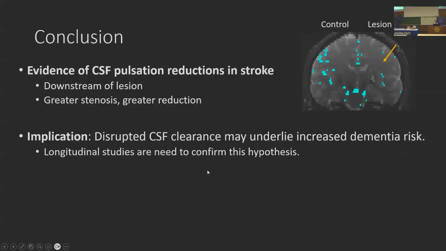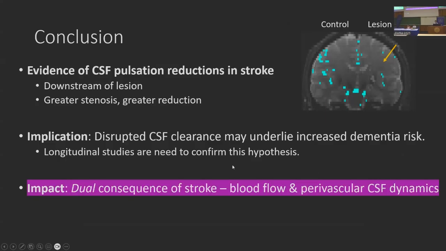In conclusion, we found the first evidence of CSF pulsation reduction in stroke patients. It happens more downstream of the lesion, and greater stenosis means greater reduction. The implication is that disrupted CSF clearance may underlie increased dementia risk, and longitudinal studies are needed to confirm this hypothesis. The potential impact is the dual consequences of stroke: both the reduction of blood flow and of perivascular CSF dynamics.